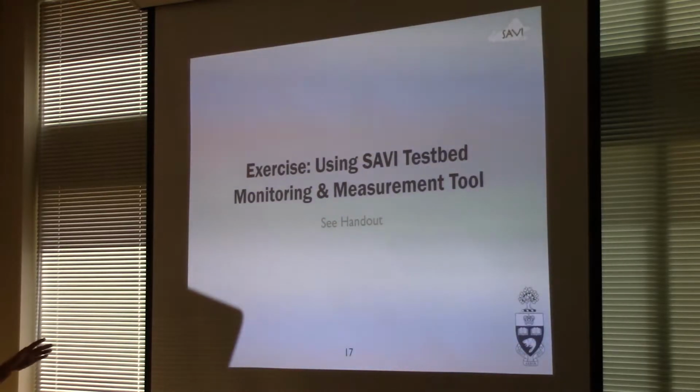It's an exercise using the SAVI testbed's monitoring and measurement tools. Essentially, you can monitor statistics about your virtual machine's utilization. You can monitor the CPU utilization of your machine, the network bandwidth of your machine, et cetera. And you can also set alarms. If you want to monitor your infrastructure and know when the CPU utilization goes above, say, 80%, you can set an alarm to do so.